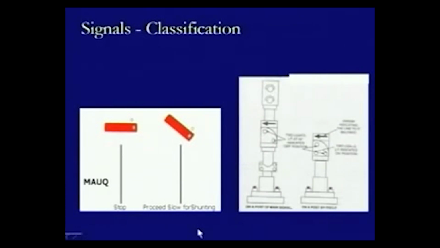Now, here we are looking at the signal, and this is a circular disc signal. The circular section is not visible enough in this one, but when this band is horizontal, it is defining a stop. Whereas if this band becomes inclined, then it says that you can proceed slowly for shunting.